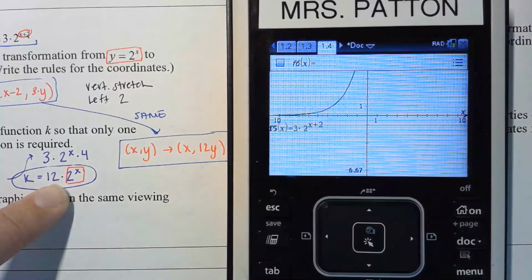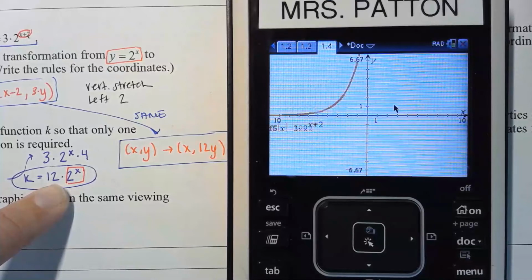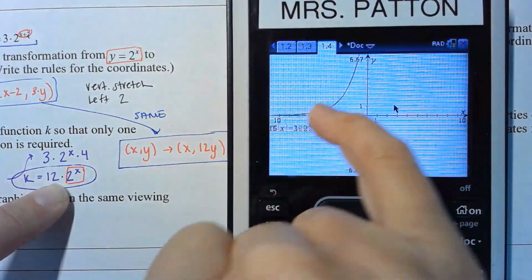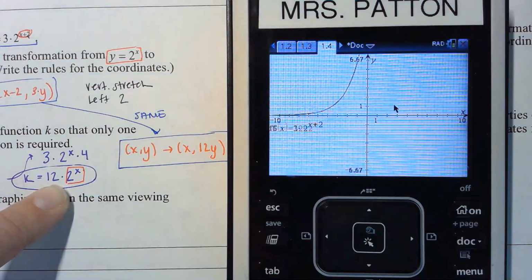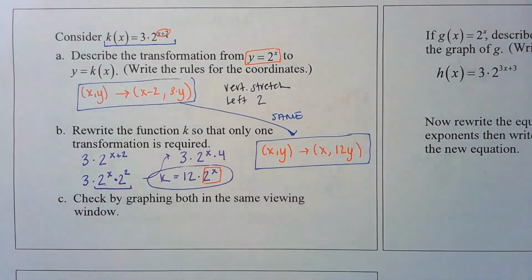Whoops. I know you didn't really see anything happen because it graphed the orange graph right on top of the green graph. So we've just shown it's the same graph. That's what we wrote down. That's what we were crossing our fingers for. Okay. All right.